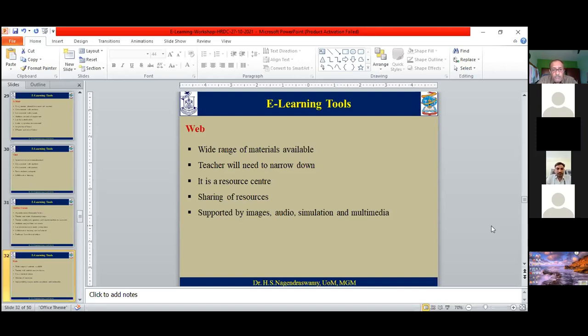Wide range of material available. Teacher will need to narrow down. It's a resource center, sharing of resources supported by images, audio, simulation, and multimedia. This is also quite familiar to each one of us.